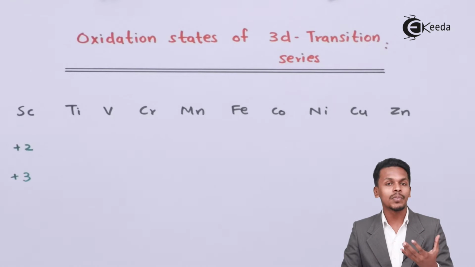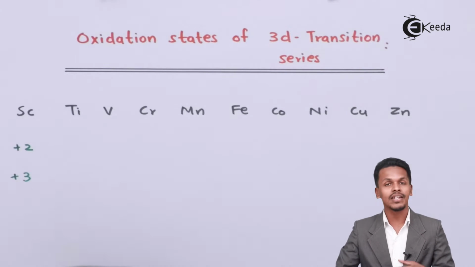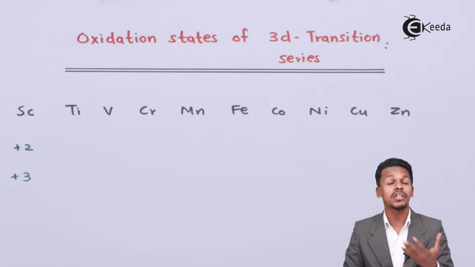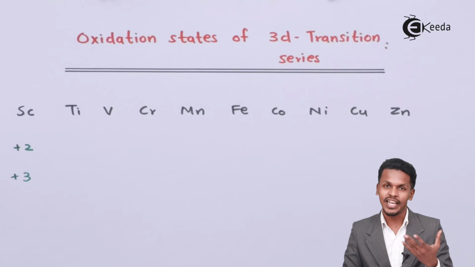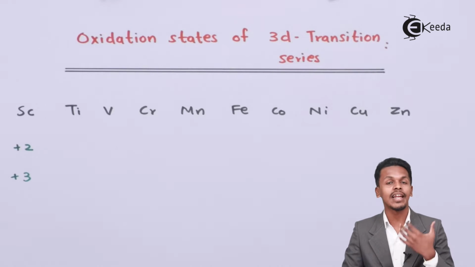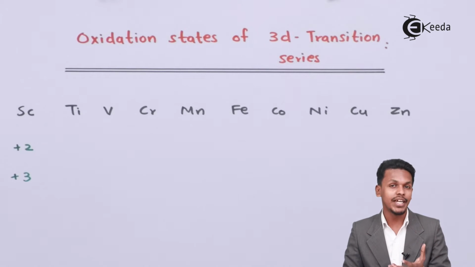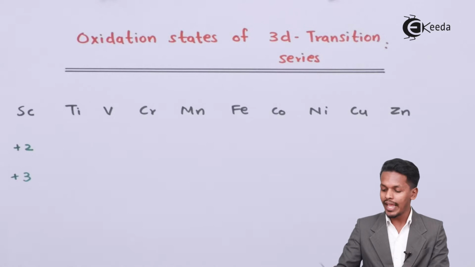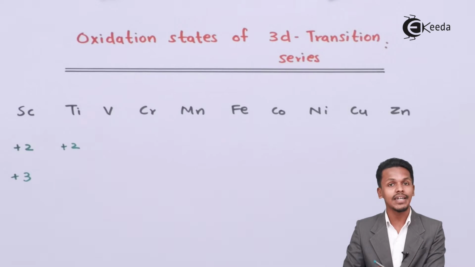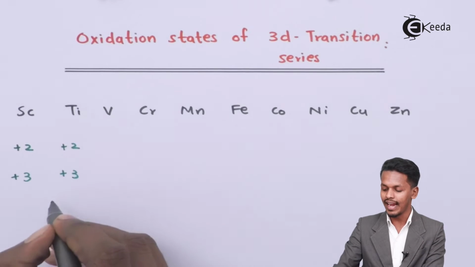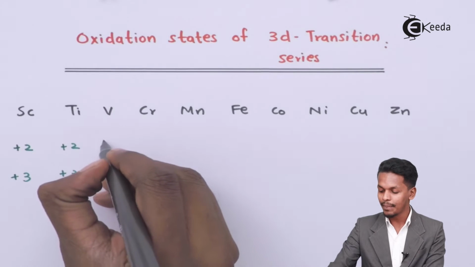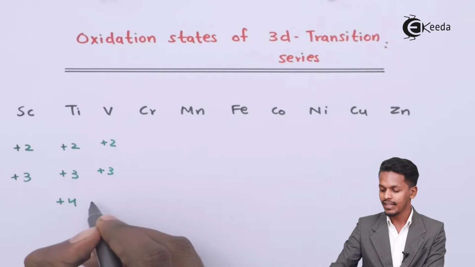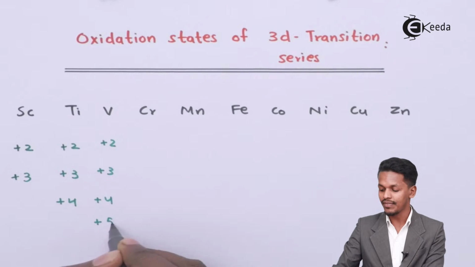Talking about the other elements, suppose I'm talking about titanium. Titanium can give oxidation states starting from +2, +3 and +4, depending upon the electronic configuration. Titanium has an electronic configuration that we can write as argon 18, 4s2, 3d2. Based on that, it acquires +2 as an oxidation state, along with +3 and +4. Vanadium acquires +2, +3, +4 as well as +5.